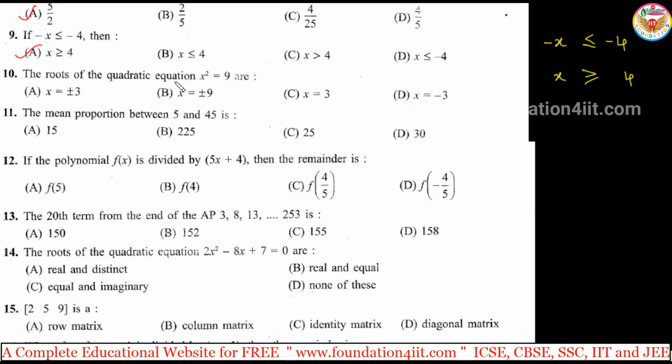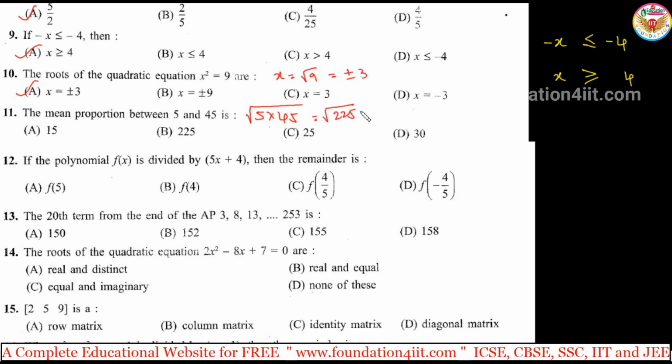Next, the roots of the quadratic equation x square is equal to 9. Then x is equal to square root of 9, that is plus or minus 3. So plus or minus 3, we have option A. And the mean proportion between 5 and 45. So the mean proportion is square root of 5 into 45, that is square root of 225. The square root of 225 is 15. So option A. Mean proportion is the square root of the product of these two numbers.